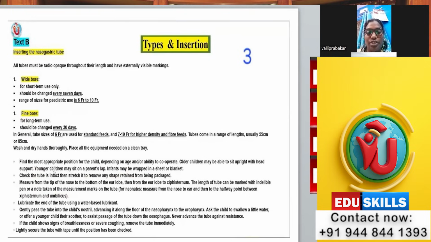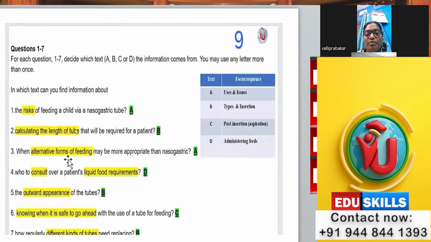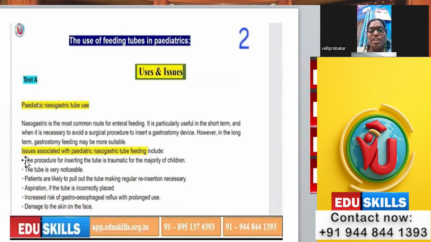Next, third question: when alternative forms of feeding may be more appropriate than nasogastric. Immediately, we can know it is from Text A. What are the alternative forms of feeding? That means uses. So here also they have used synonyms: alternative forms.